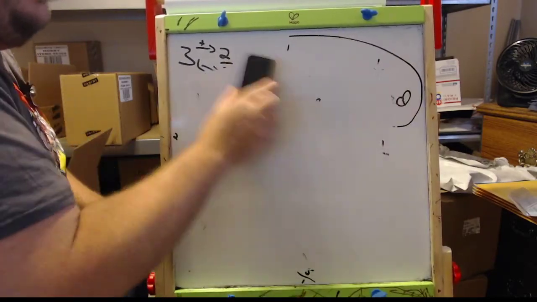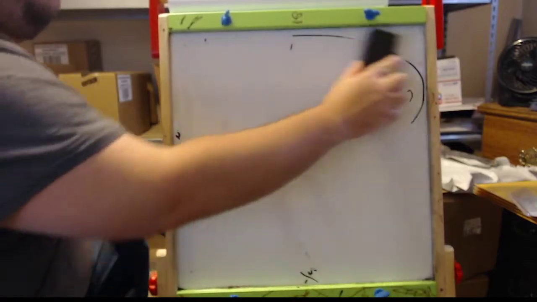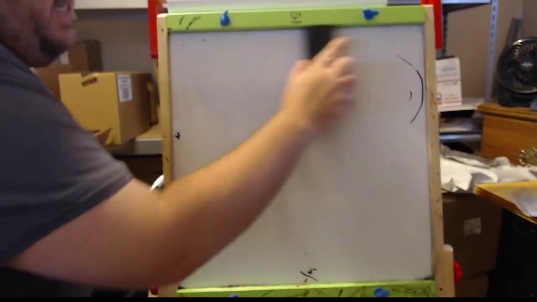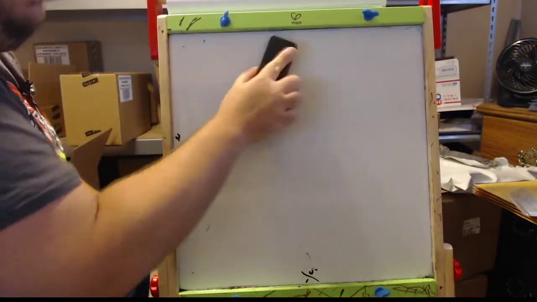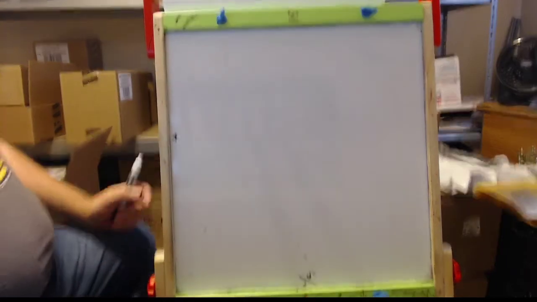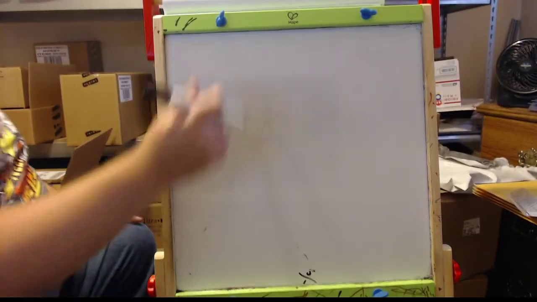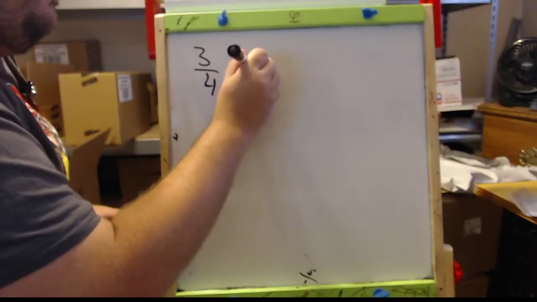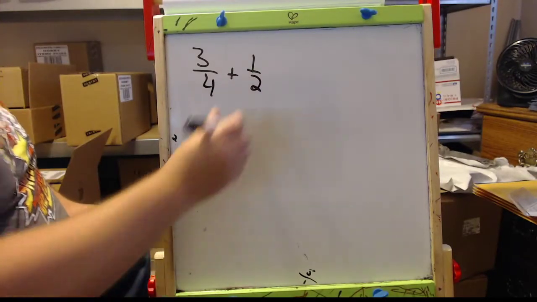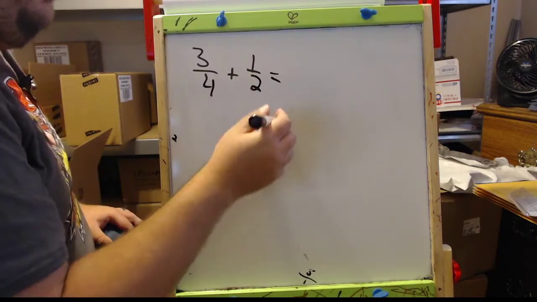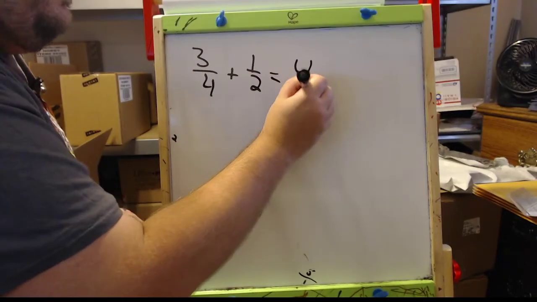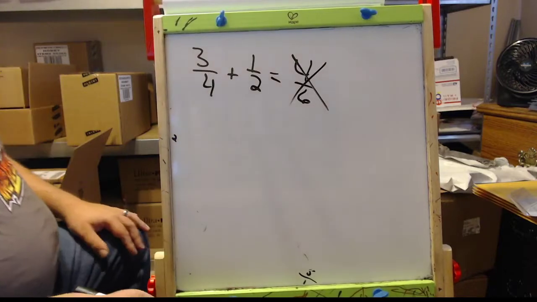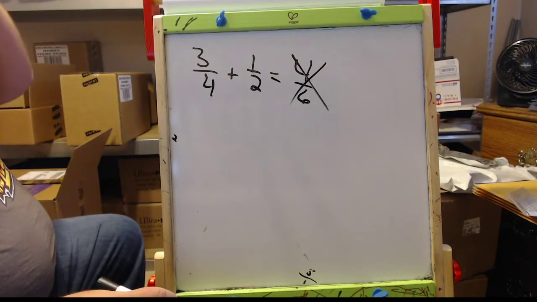Now, let's talk about adding and subtracting our fractions. First, we'll talk about adding and subtracting proper and improper fractions. We could talk about mixed fractions too, but let's say I want to add 3/4 to 1/2. Now, what people want to do is just add everything across and go, well, that is 4/6. That's not right. You can't do that.